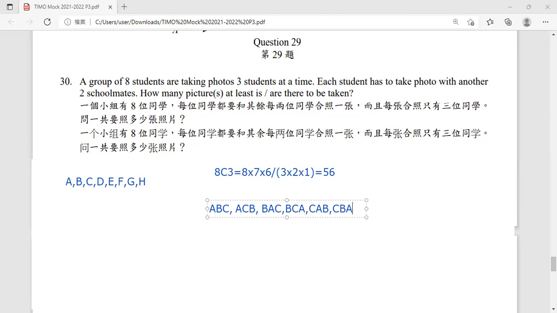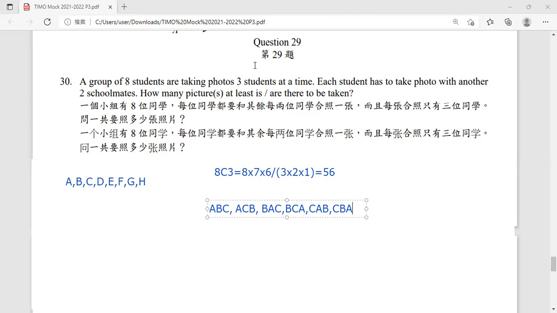How about 8 by 7 by 6? That is, you have to pick one from the 8 guys first, and then pick one from the 7 remaining guys, and pick one from the 6 remaining guys. So it's 8 times 7 times 6, and divide by this one. Any questions?